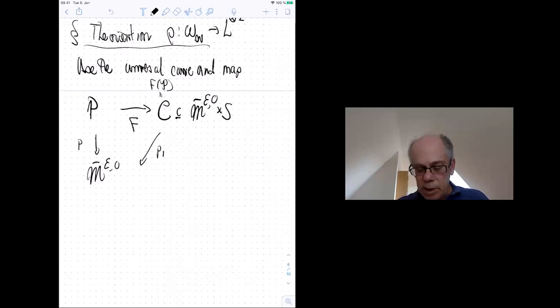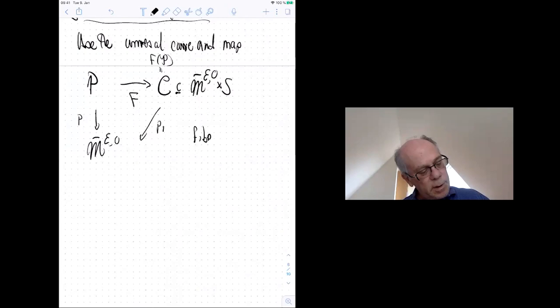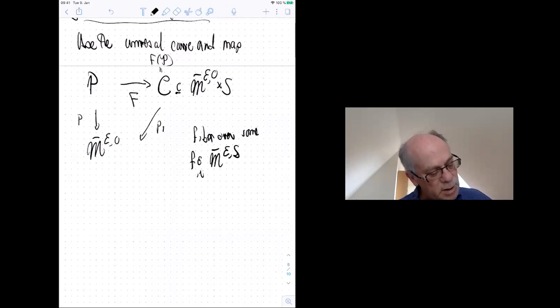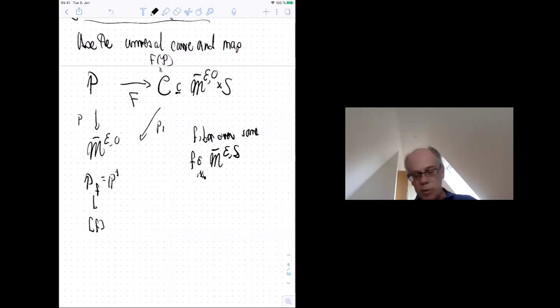Let's take the fiber over some good F. Again, geometric point. So these are the ones where it's as good as possible. And then, of course, we have these marked points, but we're not going to worry about them. So here we have our point F. The fiber of P, PF, is a P1, and it's mapping to CF, which is just F of P. Right, this is sitting inside of S.